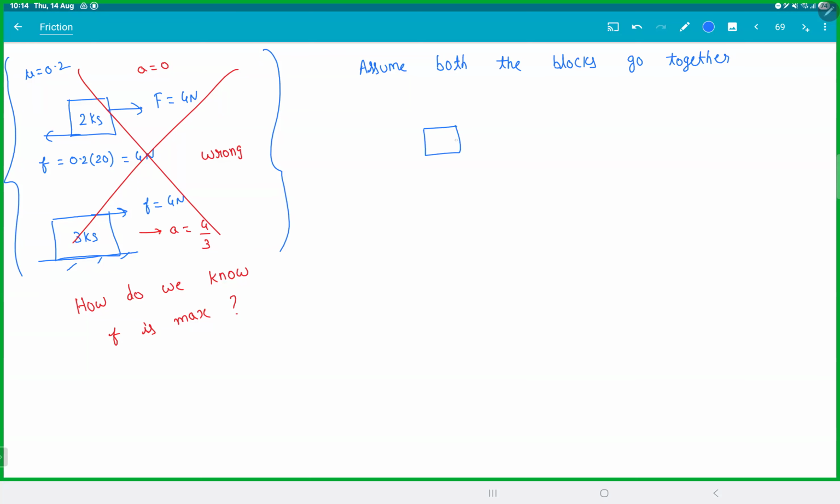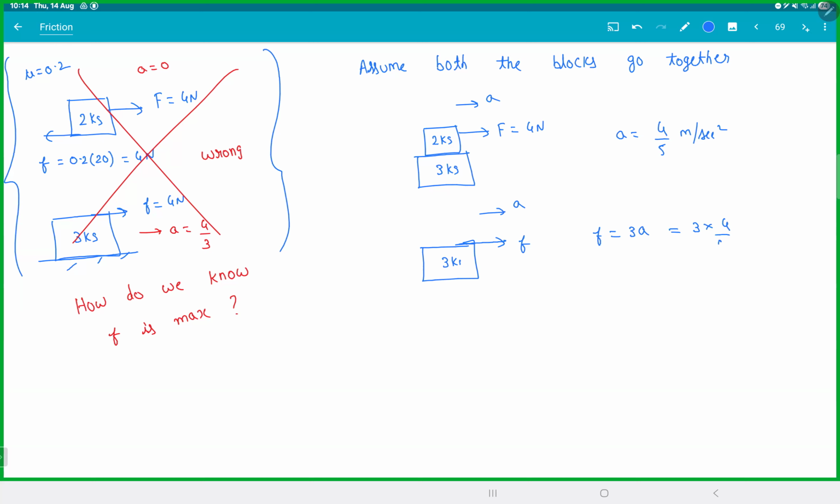Since both are going together, I'll treat them as one big block, 3 kg plus 2 kg. You're applying force F is equal to 4 newtons. Acceleration is a, so we get acceleration is equal to 4 by 5 meters per second square. Great. Choose any one block. I will take the 3 kg block. On the 3 kg block, the friction is acting forward. F is equal to 3a, which is 3 into 4 by 5, which is 12 by 5, which is 2.4 newtons. What is this?